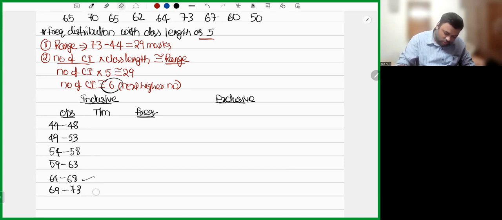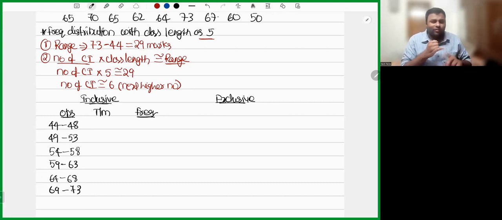Without the formula also we can do that. But people have given a formula, so you need to learn that, because once in an examination he asked for this formula. Number of class intervals into class length is equal to range. The classes are 44 to 48, 49 to 53, 54 to 58, 59 to 63, 64 to 68, 69 to 73.